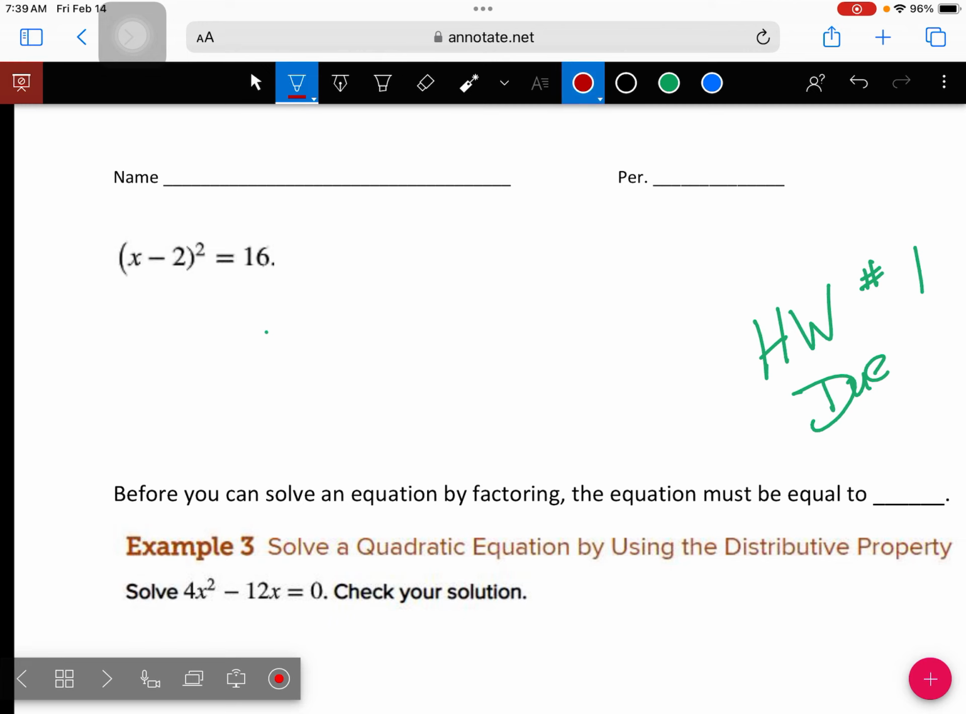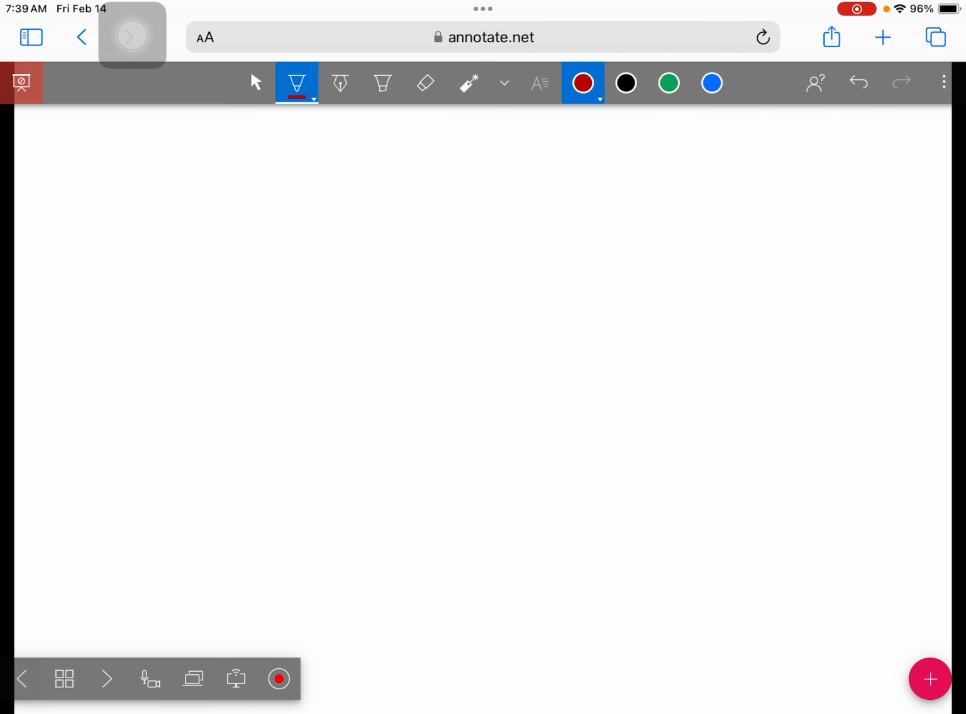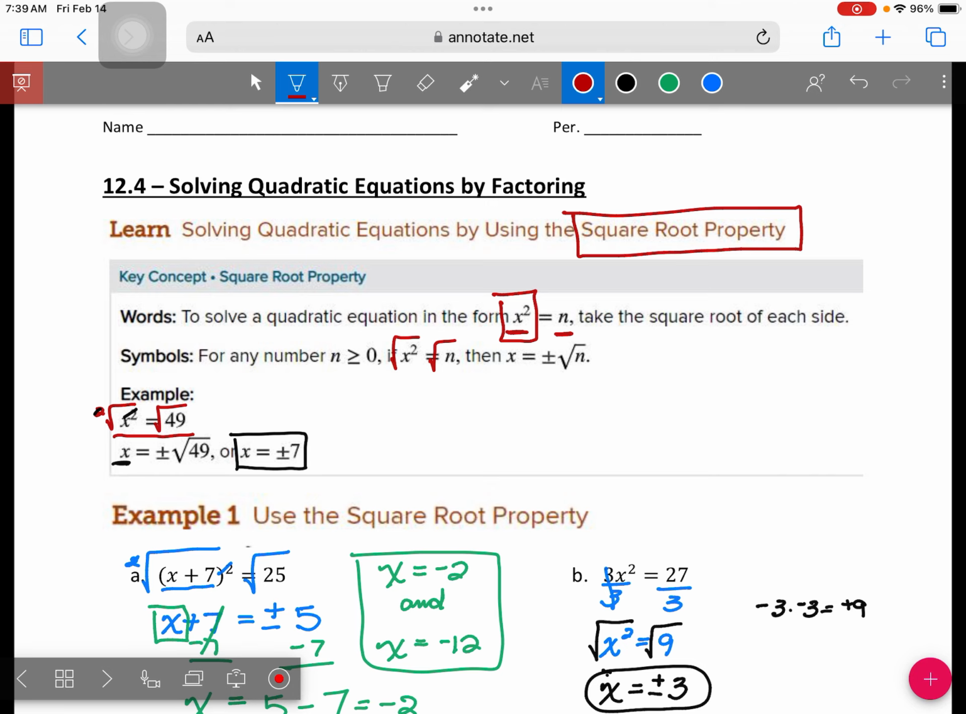Both of these are perfect squares. Okay? This I know definitely is a perfect square because that's got a 2 in the upper right-hand corner. And 16 is also a perfect square because 4 times 4 equals 16. So if you have 2 perfect squares on either side of the equation, we are going to do what it says over here by using the square root property.